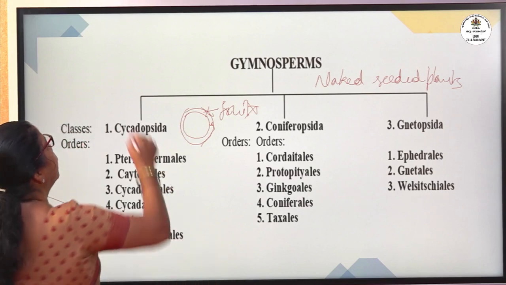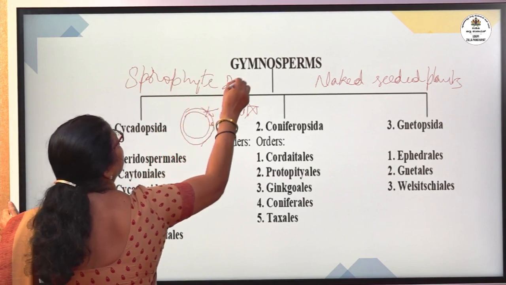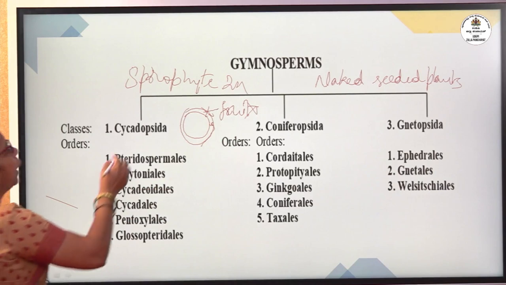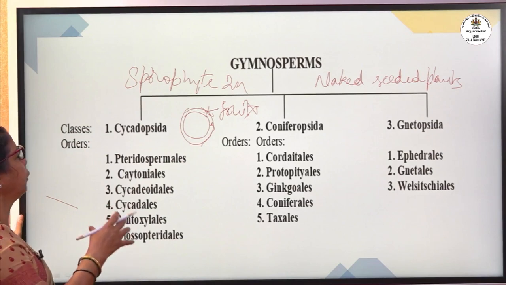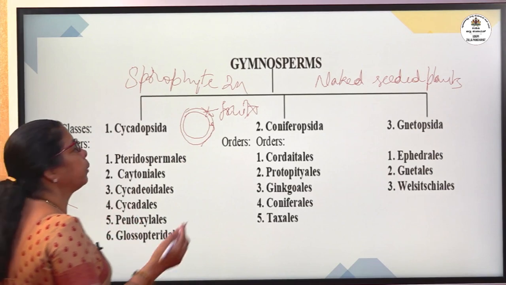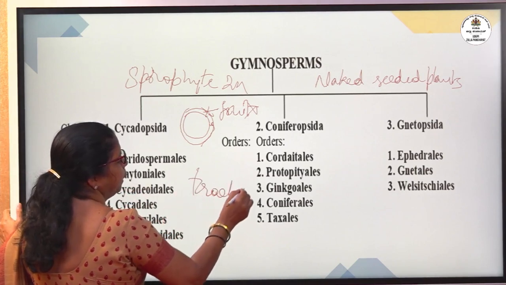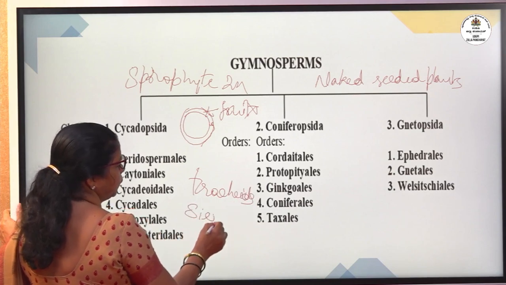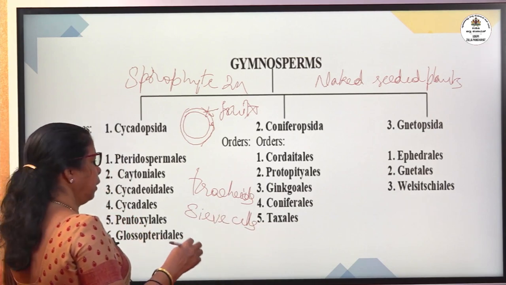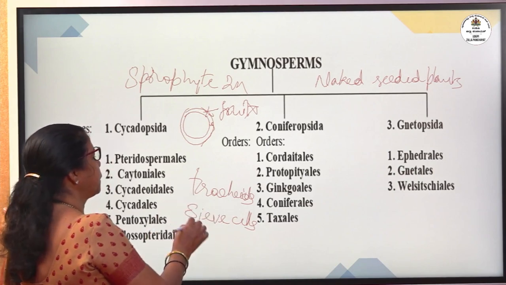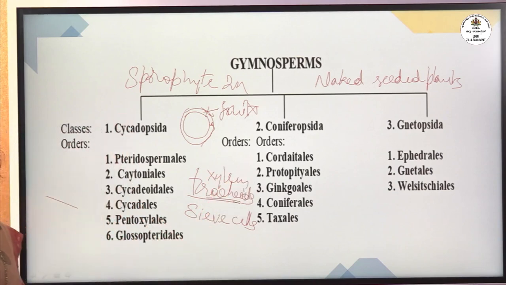And then the dominant stage is the sporophyte, which is diploid, 2n. Then these organisms are with a huge or thick trunk, and they are with conducting tissue, xylem and phloem. Xylem consists of tracheids. So tracheids are prominent here, and then sieve cells instead of sieve tubes. Sieve cells are present in gymnosperm, and sieve tubes are absent in phloem, and xylem consists of tracheids. So that is the difference between gymnosperm and angiosperm.